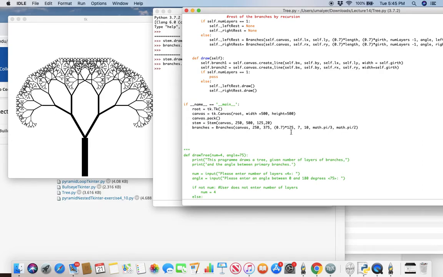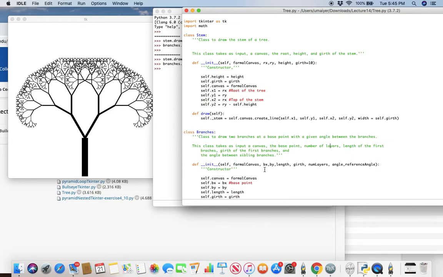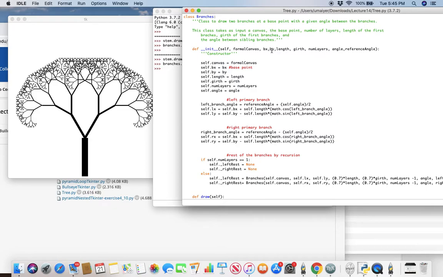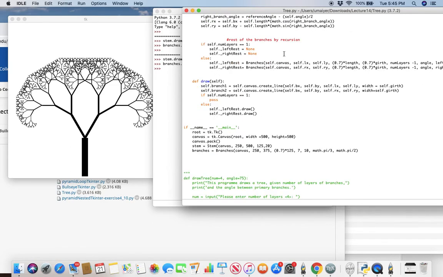0.7 times 125. What is that? Let's go to branches. Base x coordinate, base y coordinate, length. So I don't want the same length branch here. So I'm taking 70% of my original length to be the length of my branches. Okay, that's what this does.